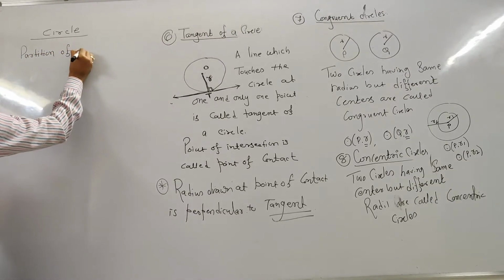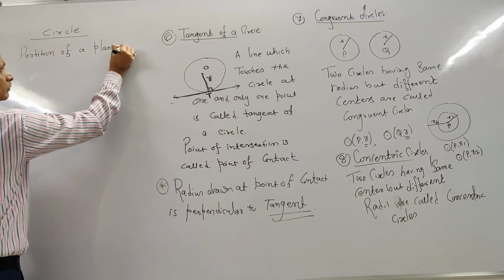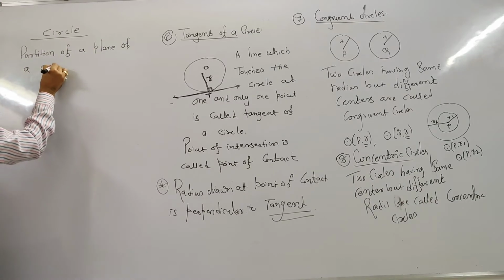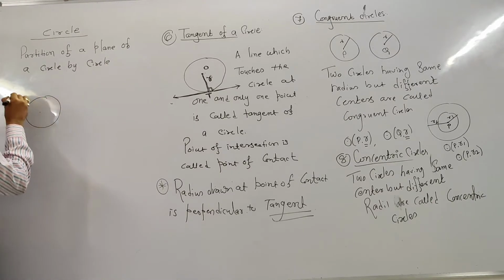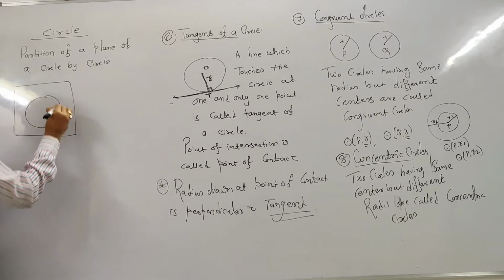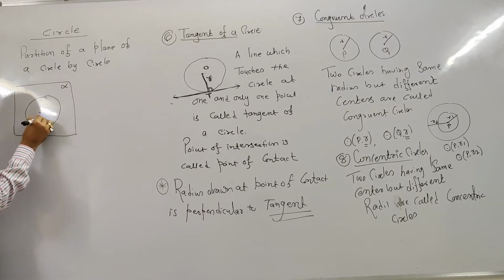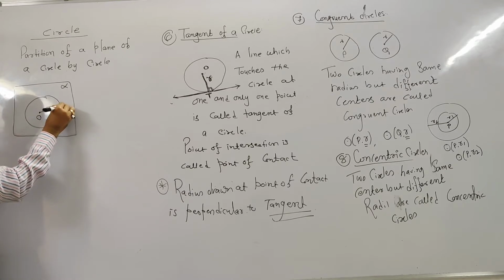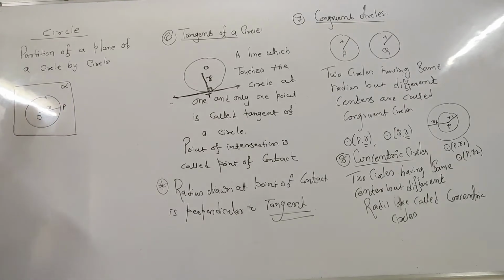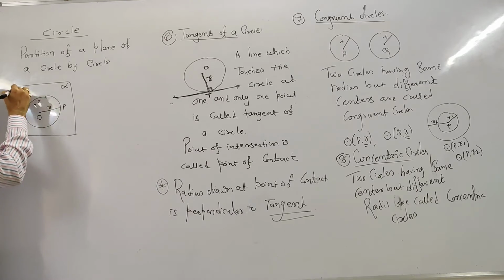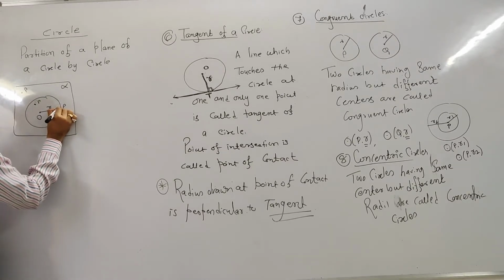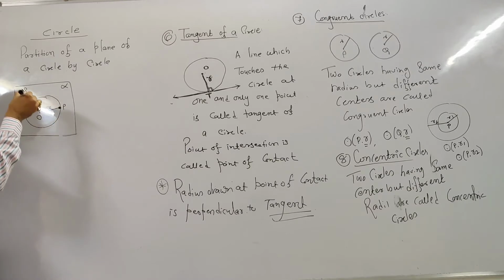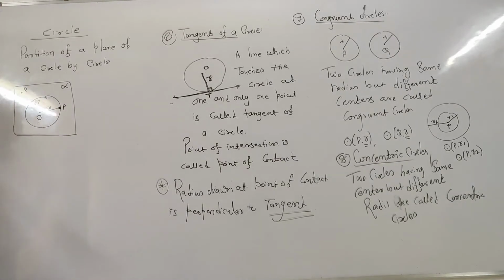Partition of a plane of a circle by circle. Let me draw one circle. Circle is a plane figure, so let me draw one plane. The name of this plane is alpha. The center of the circle is O. Radius is R. Let me take one point here, that is known as P, and one point Q, and another point here. So this is a point on the circle. This is a point in the interior of the circle, and this is a point in the exterior part of the circle.